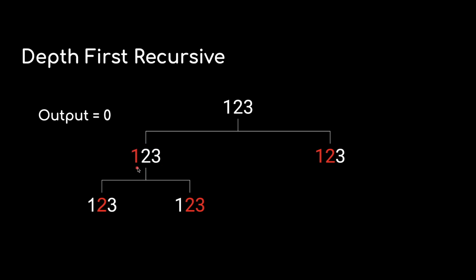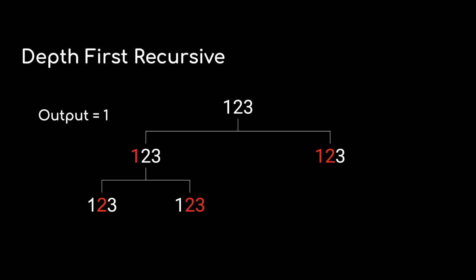So for this subproblem, we will repeat the same steps, which is taking a single digit 2 at one side and taking a double digit 23 at the other side. Since we have reached the end of the string for this subproblem, and also since 23 is less than 26, this is a valid decode. So we will add 1 to our output. And our output now becomes 1.